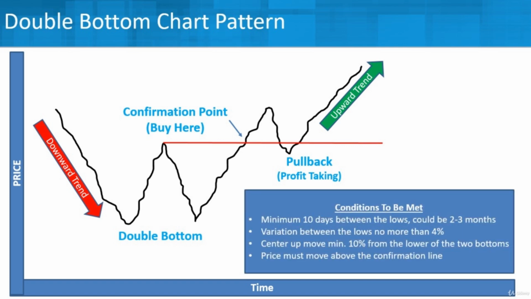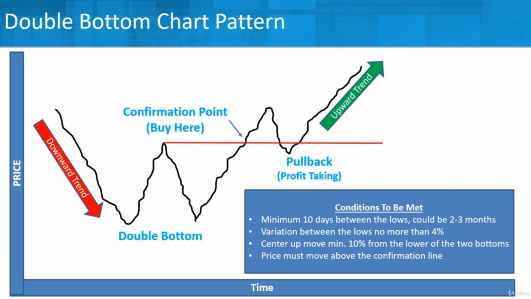For a double bottom, there are some generally accepted conditions to be met, and typically you're looking for a minimum of 10 days between the lows. It could be months, so this is a longer type of chart pattern. I suppose you could trade it over shorter periods, but traditionally you're looking at days, a minimum of 10 days between the lows, so between those two bottoms, and it could be months if you're looking at longer patterns. And the variation between the lows is no more than 4%. They truly are within each other, very narrow, very close to that support line if you draw a line along the bottom.